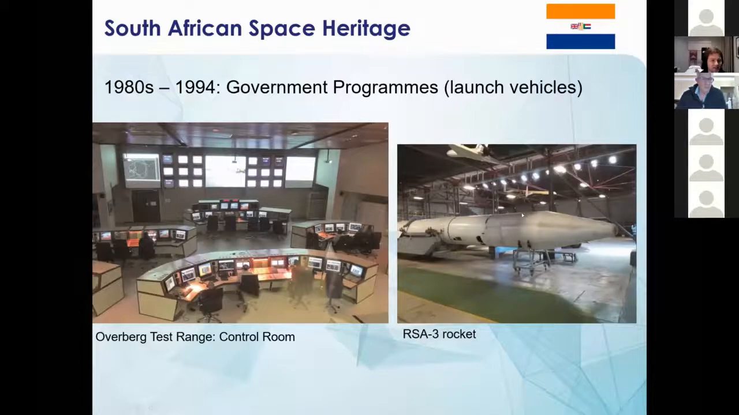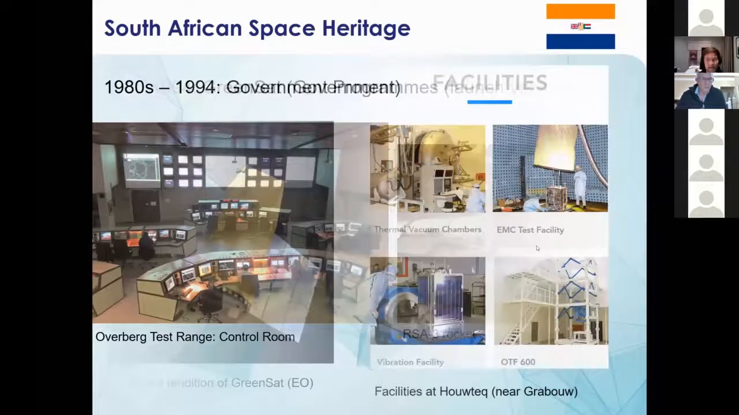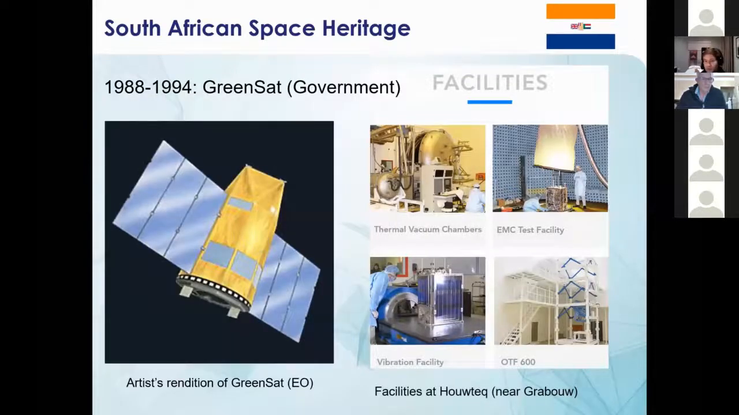And not only were we working on rockets, but we were also working on satellites. This was all top secret at the time, and I was still in school. Maybe there could even be people in the audience who worked on this, so I hope I don't say anything stupid about it. But South Africa had a satellite that we were developing called GreenSat. And on the left-hand side is a rendition of how GreenSat was supposed to have looked.